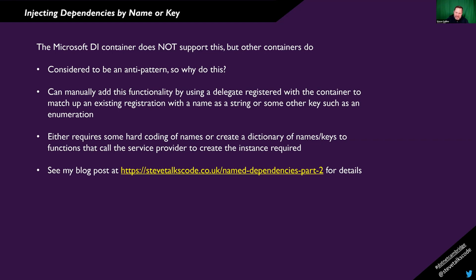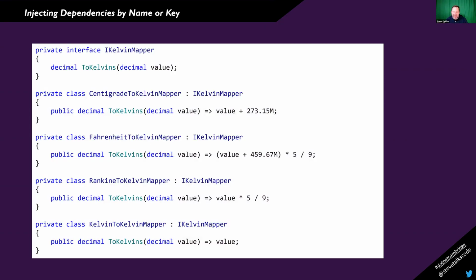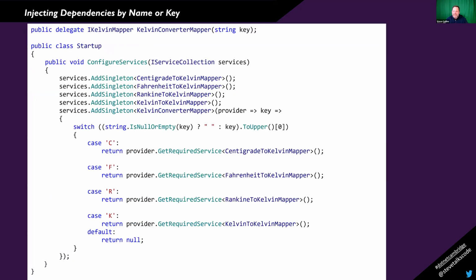Now, it's a bit long-winded to describe here, so there's a link to my blog post, but to give you an idea of what's involved, I'll have an example. Here we create a common interface with some classes. So we've got a temperature converter that converts from different scales, centigrade and Fahrenheit and Rankine, all into kelvins as well, with absolute zero. We then register them all with the container as their actual types.